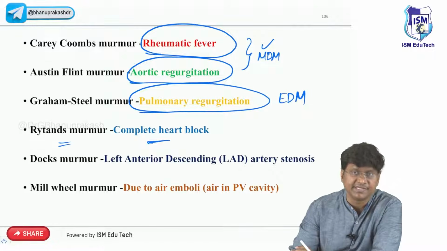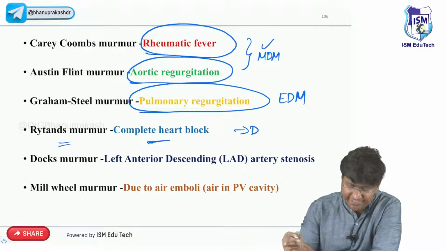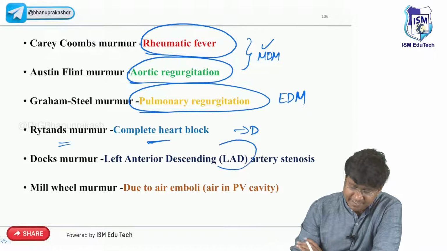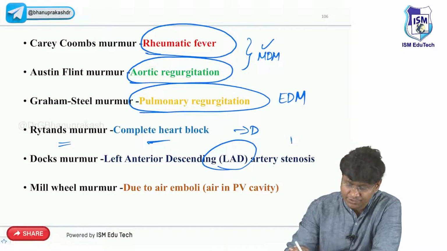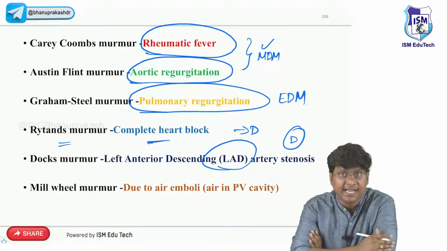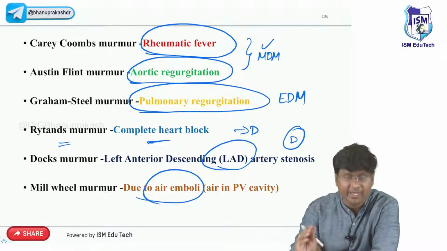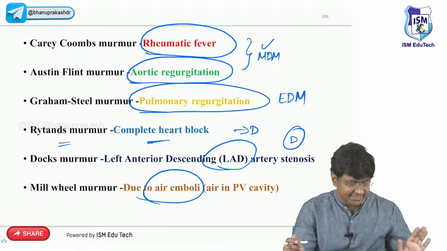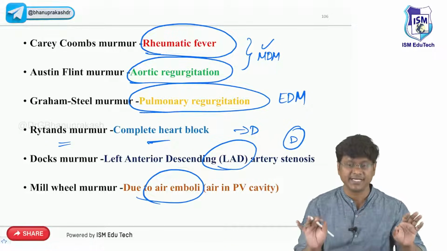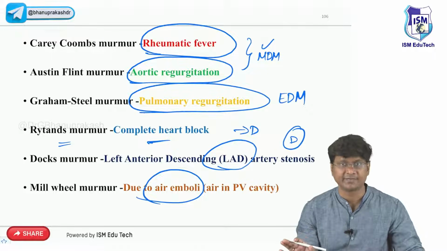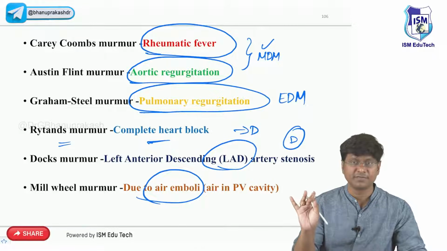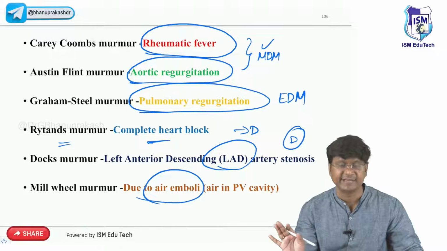Rytand's murmur is seen in complete heart block, which is also a diastolic murmur. Dock's murmur is seen in left anterior descending artery stenosis, that is also a diastolic murmur. And Mill wheel murmur is due to air emboli. So these are the named murmurs. So this completes a quick revision of all the cardiac murmurs: systolic murmur, diastolic murmur, continuous murmur, and as well as the named murmurs.